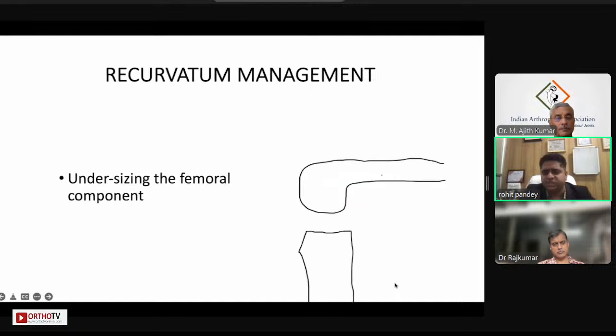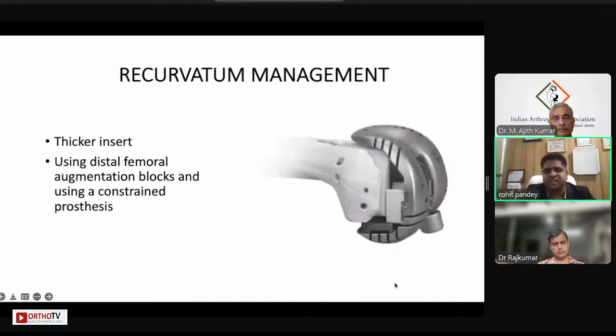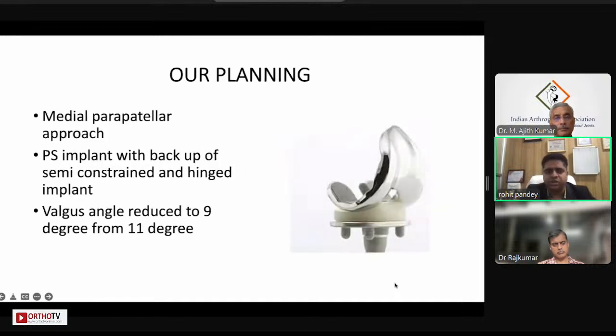But this is one of the things, that you can reduce the size of the femoral component. If the size is larger, the flexion gap is somewhat like this, but if you reduce it, the flexion gap can increase. Same thing on the extension side, you can increase the size of the insert or you can use a distal femoral augment. So our plan was to do a medial parapatellar approach, to have a PS implant with a backup of semi-constrained and a hinge one, and to reduce the angle between the mechanical and the anatomical axis from 11 to 9. So it will also give a little bit of correction in the valgus.